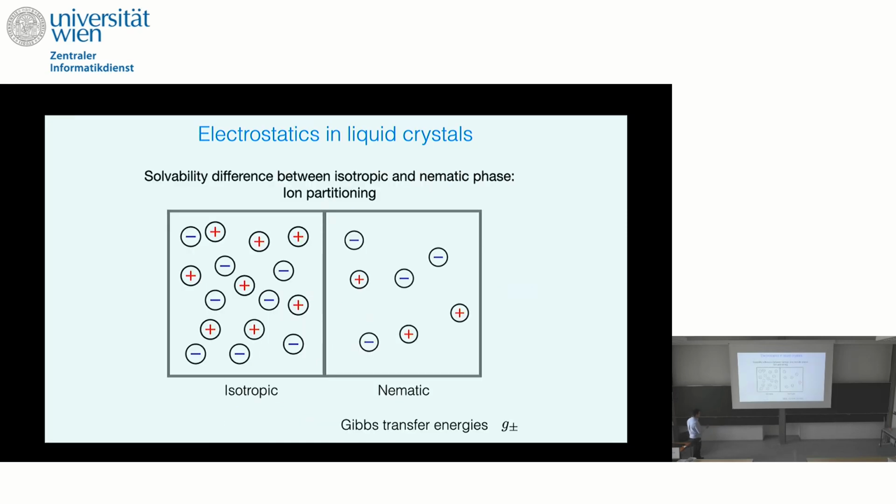And furthermore, there's also what we introduced later in the theory, the so-called ion partitioning effect. This means basically that suppose you have an isotropic liquid phase and a nematic phase adjacent to it, then depending on the Gibbs transfer energy, which is the free energy that you need to transfer an ion from the isotropic phase to the nematic phase, the ions prefer to be in the isotropic phase or in the nematic phase.